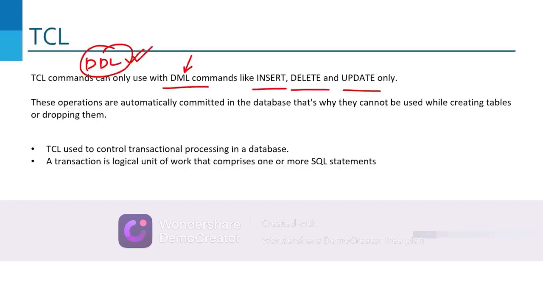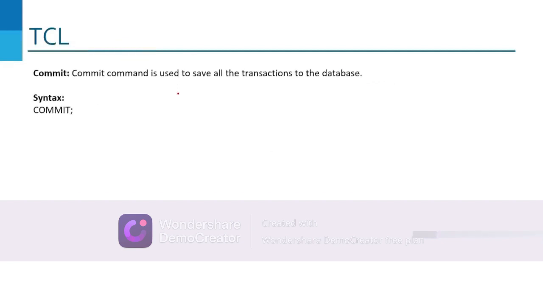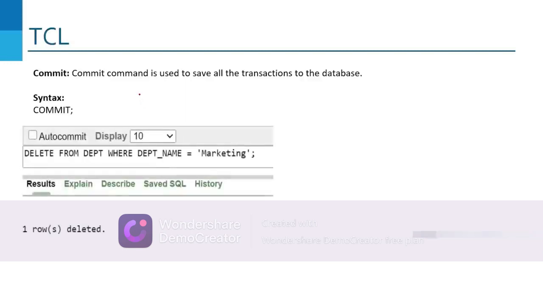DDL, we don't need it. DML, we need it. So in DML we use commit. The commit command is used to save all the transactions to the database. So if I have this particular query, which is delete from department where department name equals marketing, right? So one row is deleted.